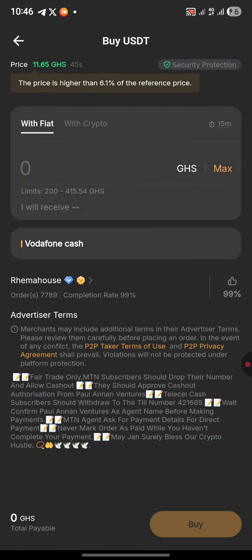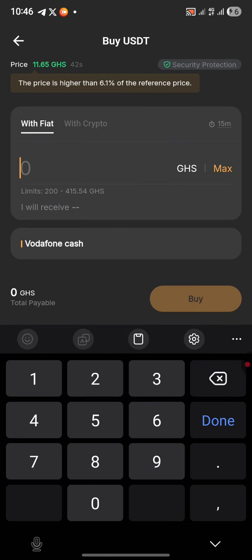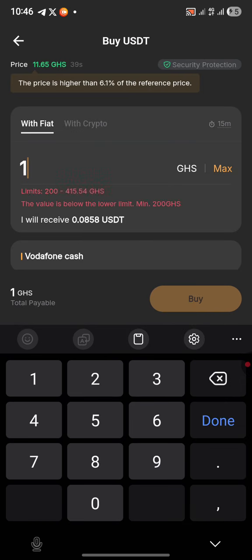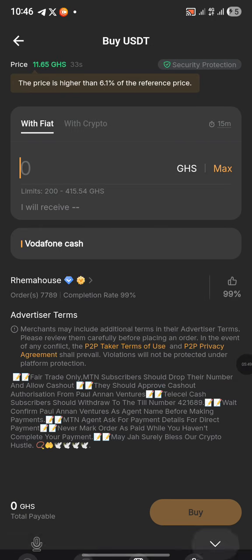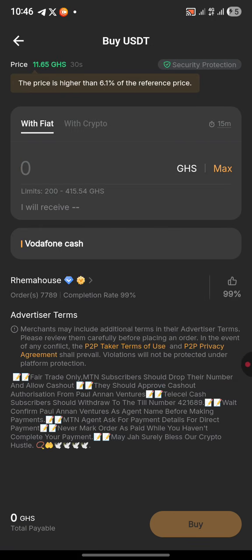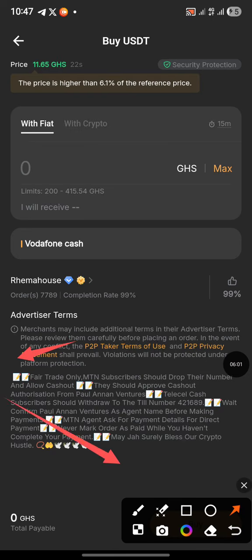So you come here, buy, and then you type the amount of money, this is the fiat, the cedis. Maybe the range is 200 cedis to 400 cedis. It depends on the amount of money that you have. Then you come to the cash option over here. It says Vodafone Cash. You need to read the terms, the information they provide over here. It says only MTN number subscribers should drop their number and allow cash out. So if you're an MTN subscriber, you have to drop your number and allow cash out.